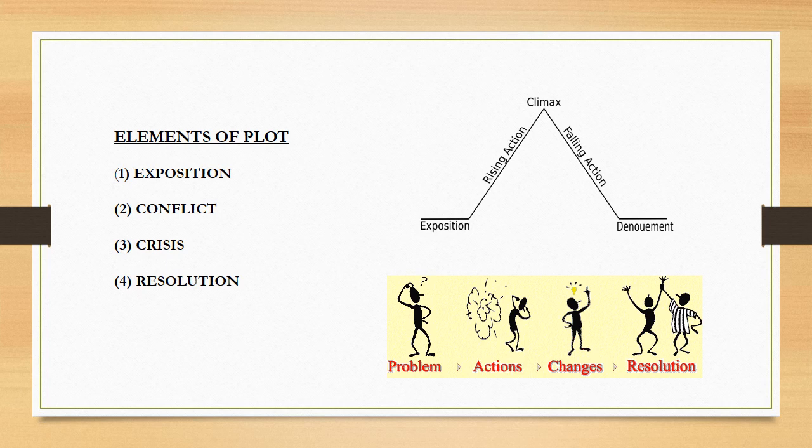You can see those talked about in 2 different ways here. One is problems, actions, changes, and resolutions, and the other is just kind of a traditional plot diagram that you've probably seen 1,000 times, where you have the exposition, which usually follows an inciting incident. You have rising action, a series of complications that lead to a climax, which ends up in a resolution.